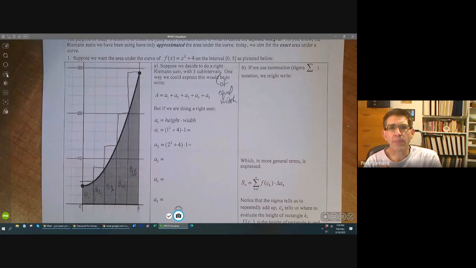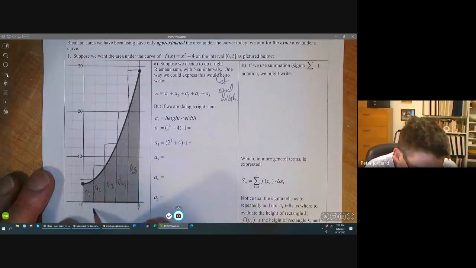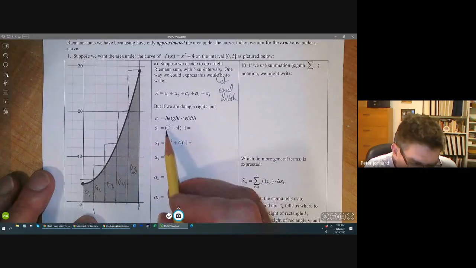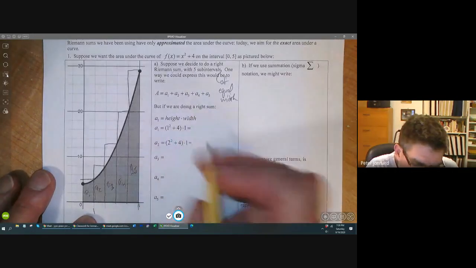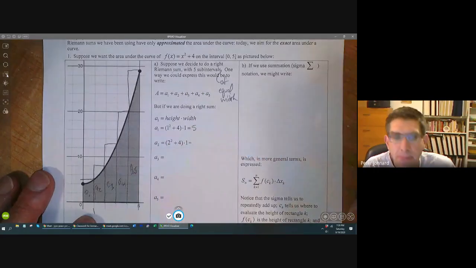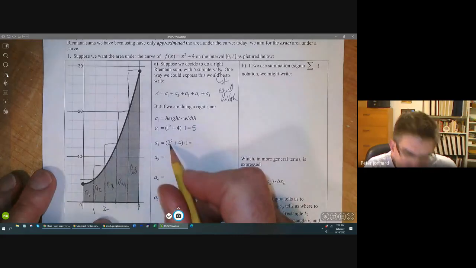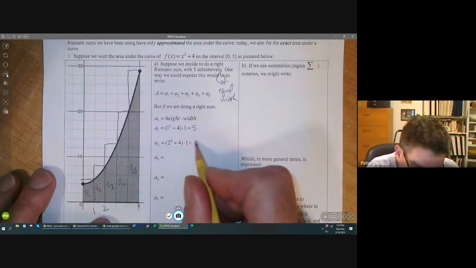But if we're doing a right sum, the area of the first rectangle is the height times the width. Well, the height of it, you'd evaluate at 1, which is the right side. You put a 1 in here. 1 squared plus 4 is 5. 5 times 1 is 5. Area 2, we put in the right side, 2. That would be 2 squared plus 4, which is 8, times 1, or 8.